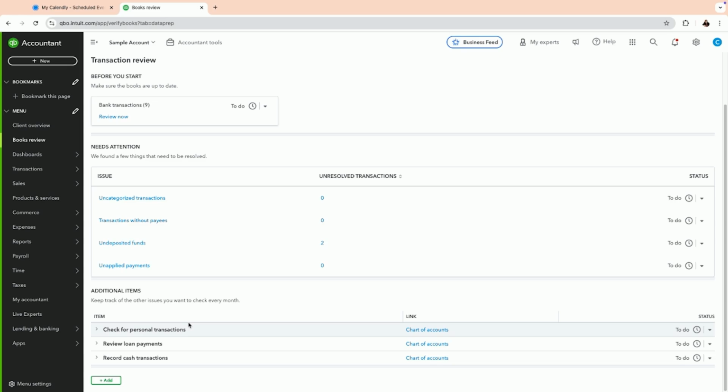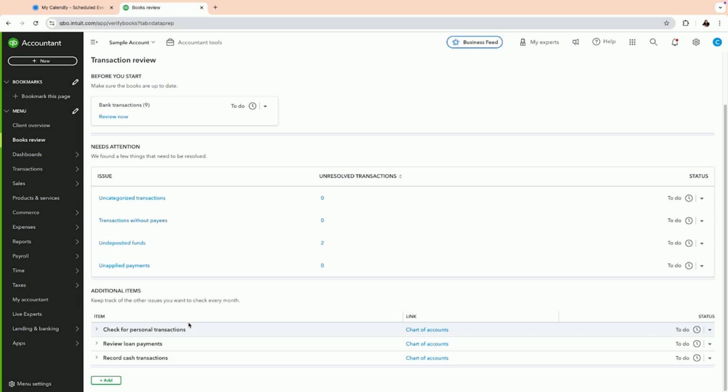The next thing to do is to review all your loan payments and make sure that you properly categorize them. If it is a loan, you should have a portion of the payment that will go to principal and a portion of the payment that will go to interest expense. You want to split that payment so that it can be applied to both the principal and the interest expense.